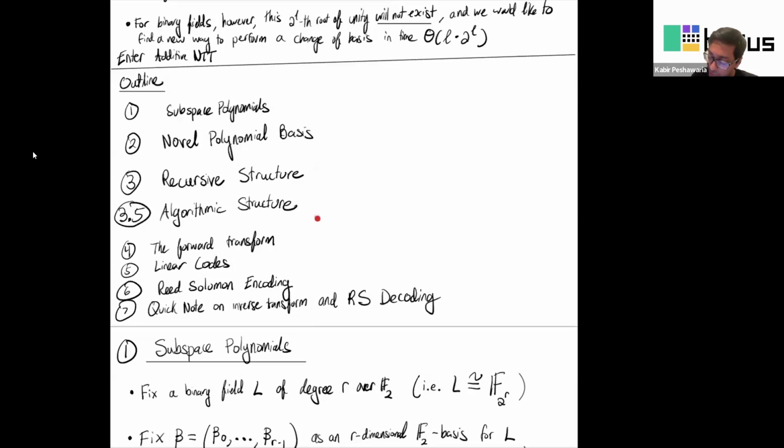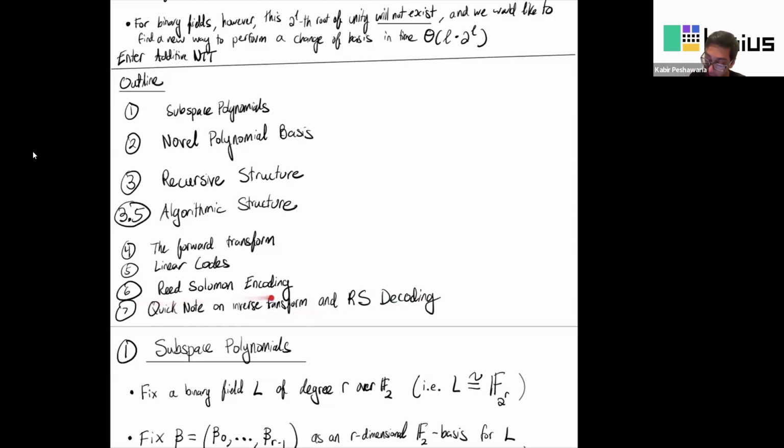Finally, after doing all of this machinery and noting some key structural properties, we'll talk about how we can actually do the forward transform. After that, we'll take a step back. We'll talk about linear codes. During this section, I'll jargon bust a little bit. I'll tell you some interesting facts about linear codes that are useful for SNARK construction specifically. We'll talk about Reed-Solomon encoding, and then I'll do a quick note on the inverse transform and Reed-Solomon decoding.